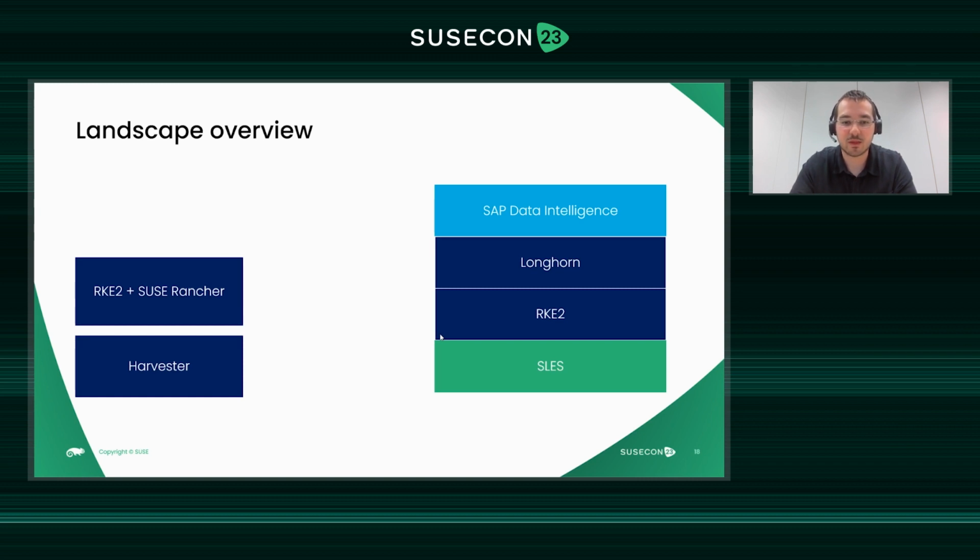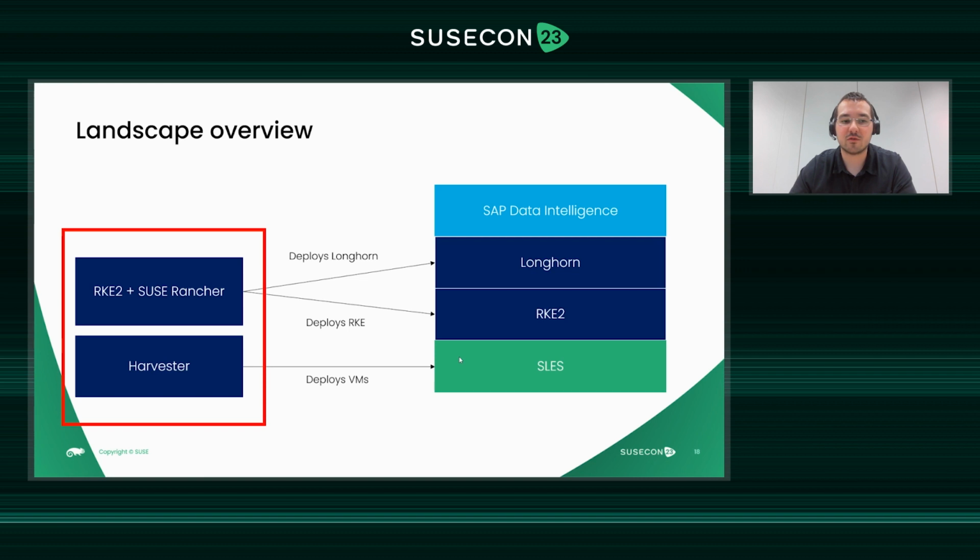What it will do then is the Harvester will deploy the VMs holding the SLES. The SUSE Rancher will deploy the RKE, and from the Rancher, we will also deploy the Longhorn part via the marketplace. And first, let's have a deeper look at the left-hand side: how to install the Harvester and the SUSE Rancher, and what their requirements are.